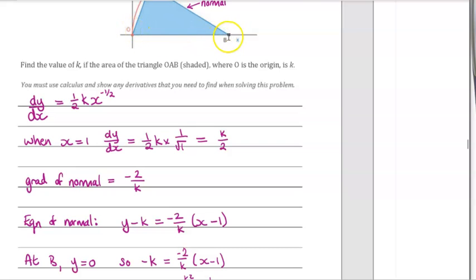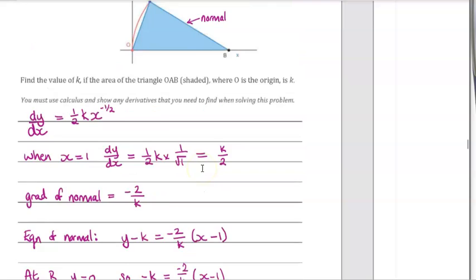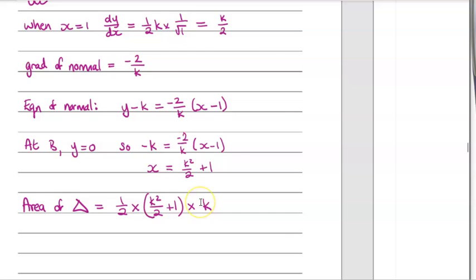so we know the length of the base. We need to do half the base times the height. So half the base is just here, that we just worked out as our x-coordinate of B, and the height is the point of this triangle here, which we know goes up to k. So the y-coordinate just there would be k, so our height is k.